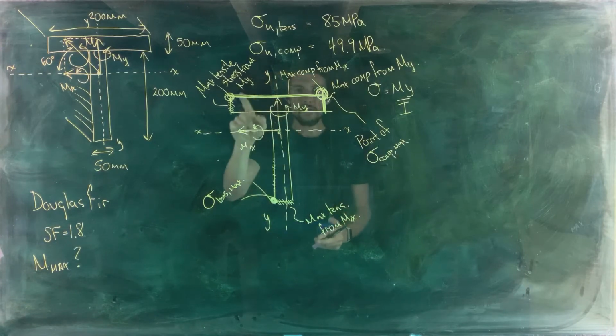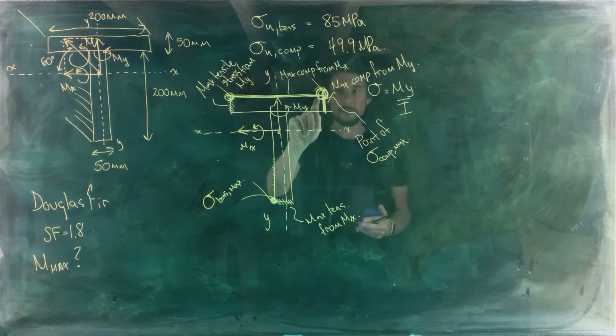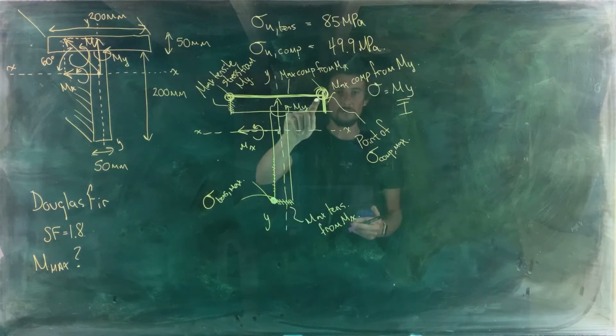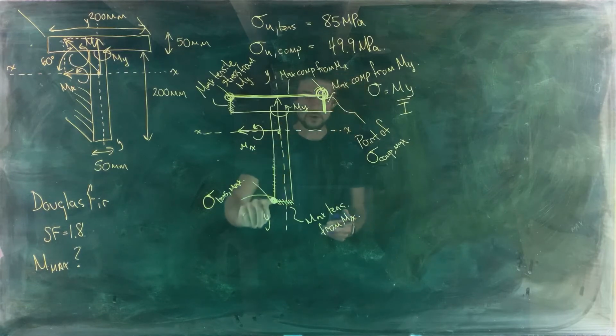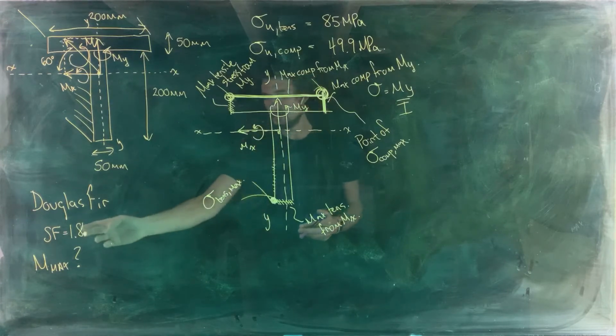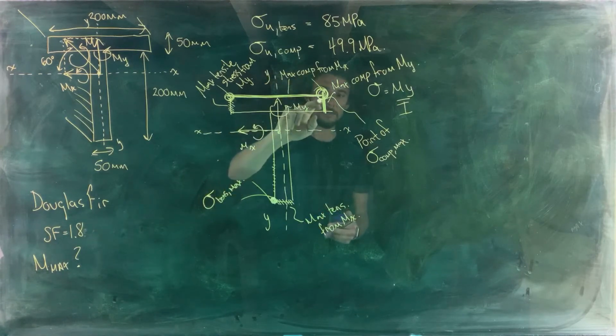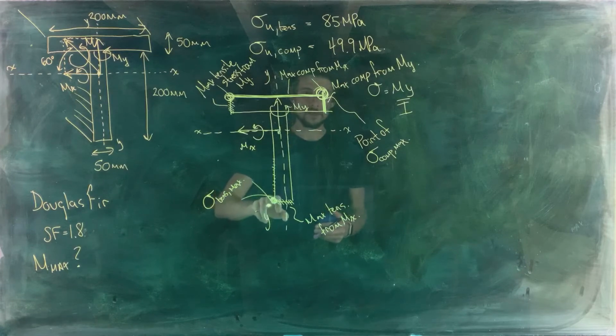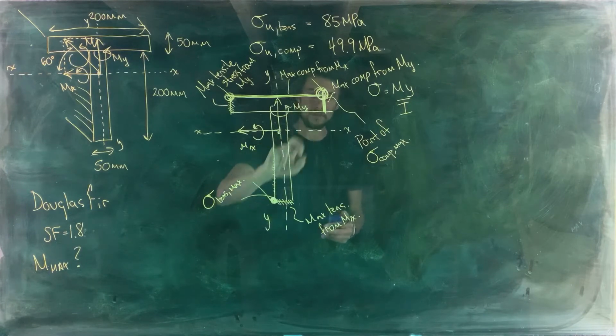Now, being a cross section like a T, the value of compression at this point of maximum compressive stress is not going to be equal to the value of the maximum tensile stress. So it's unclear whether the limiting factor in terms of meeting the safety factor of 1.8 is going to be failure by compression or failure by tensile stress. So you need to check both locations in this case.